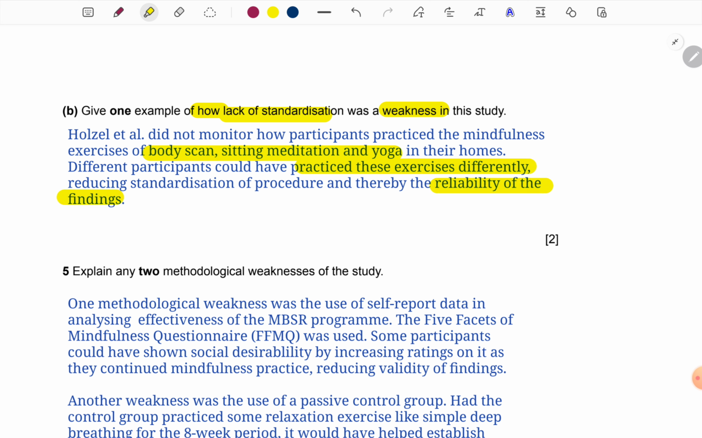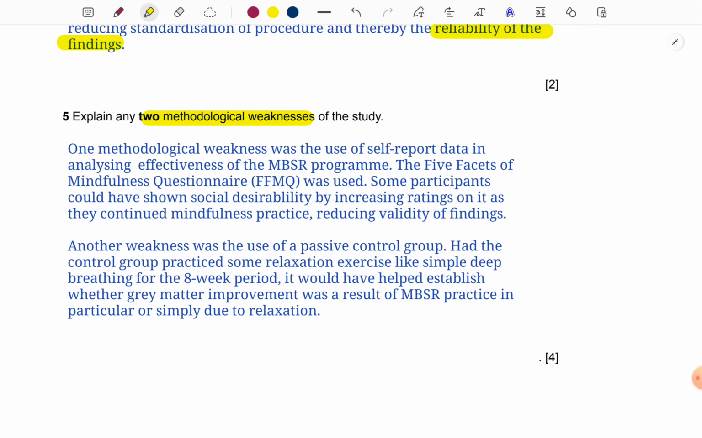Okay, next they've asked for any two methodological weaknesses of the study. I have mentioned this in the last video also, I think, about the Hassett et al. study. I'll just repeat it very briefly and quickly. Methodological strengths and weaknesses and ethical strengths and weaknesses are different areas. So in methodological weaknesses, if you write ethical weaknesses, any of those 8 ethical guidelines being violated, you will not be credited any marks.